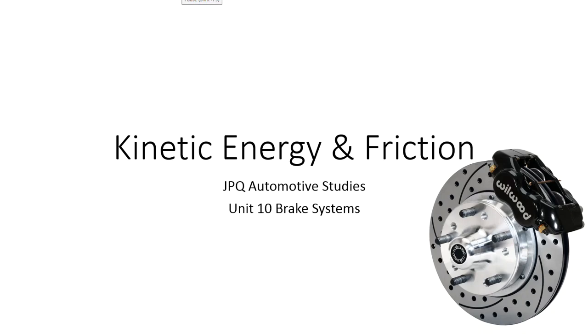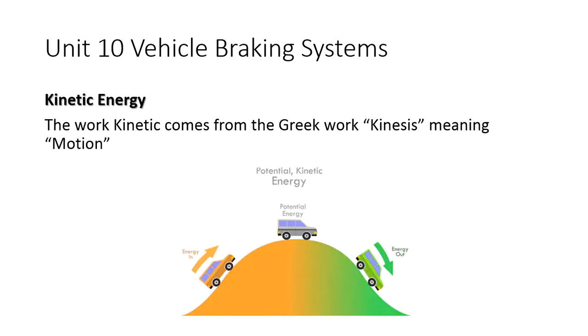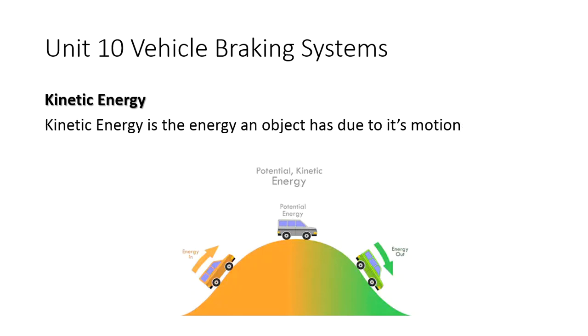Welcome to today's session. So to finish up Unit 10, braking systems, we're going to have a look at kinetic energy and friction. Starting with kinetic energy, the word kinetic comes from the Greek word kinesis, meaning motion. And kinetic energy is the energy an object has due to its motion.